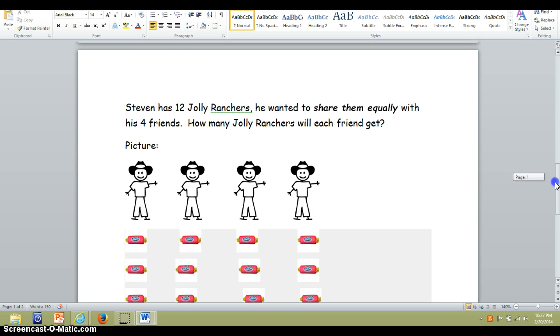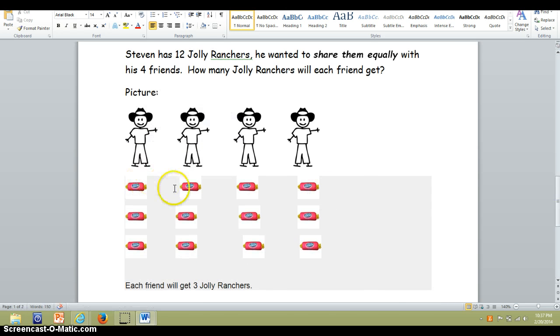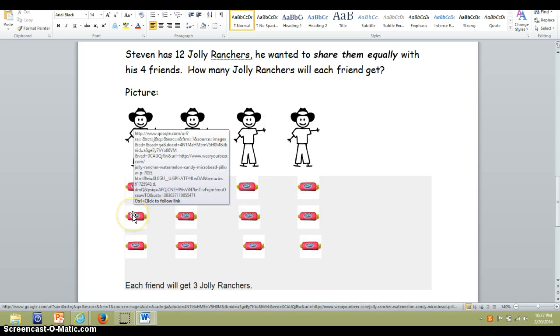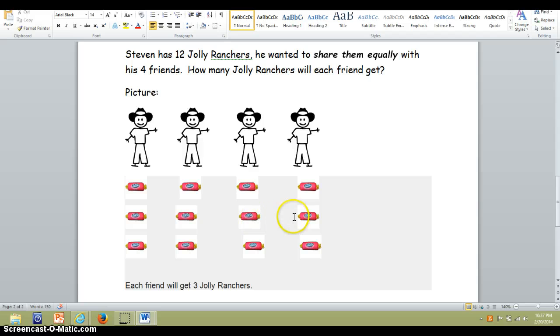So if you remember, what we did was we gave each friend a Jolly Rancher, and as we were giving the Jolly Ranchers, we were counting on. So 1, 2, 3, 4. Go back to the first one. 5, 6, 7, 8, 9, 10, 11, 12. We reached our 12 Jolly Ranchers. Our last step would be to count how many Jolly Ranchers each friend has. And as you can see by the picture, we have 1, 2, 3. So our answer to our division problem would be each friend will get 3 Jolly Ranchers.